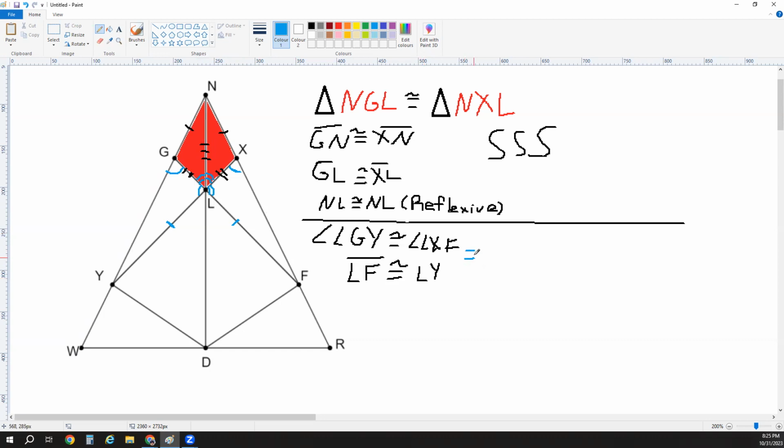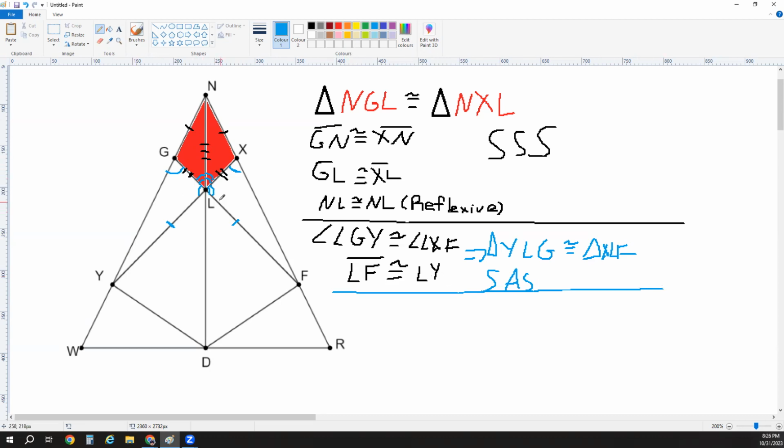And then we can say that triangle YLG is congruent to triangle XLF. Oh, sorry, triangle FLX, triangle XLF. Right, because we'll just say it's a side angle side, by the side angle side theorem. Okay, so now we'll move on to the next one.